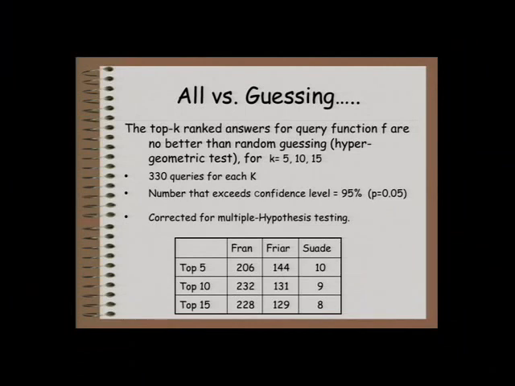This tells you the number of times each algorithm gave you an answer where the number of right answers was less than 5% likely to have been obtained by pure chance. So with the top 5 answers, Fran gave 206 answers where the number of right answers was unlikely to have occurred by pure random chance more than 5% of the time. This tells you that Fran was able to give you right answers these many times, Frad gave you right answers these many times, and Suede gave you right answers these many times. So clearly, we're doing better than random guessing a large portion of the time, and we're doing better than the other algorithms.